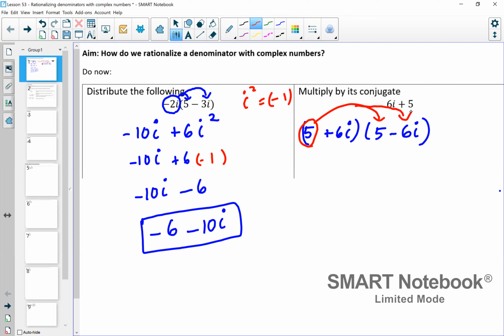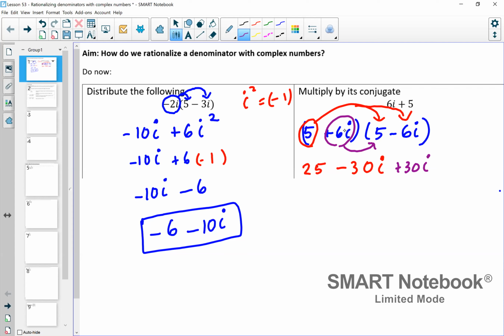And let's do this step first. So 5 times 5, hopefully we know, is 25. 5 times negative 6 becomes a negative 30. We got the i there, so negative 30i. And as we distributed everything for the 5, now let's move forward to distributing the positive 6i. So positive 6 times 5 is going to be a positive 30i.